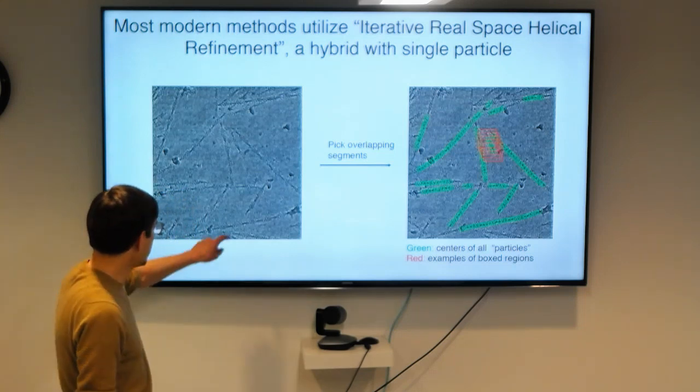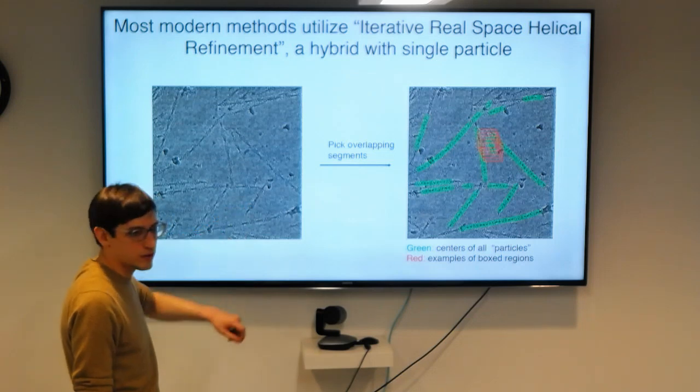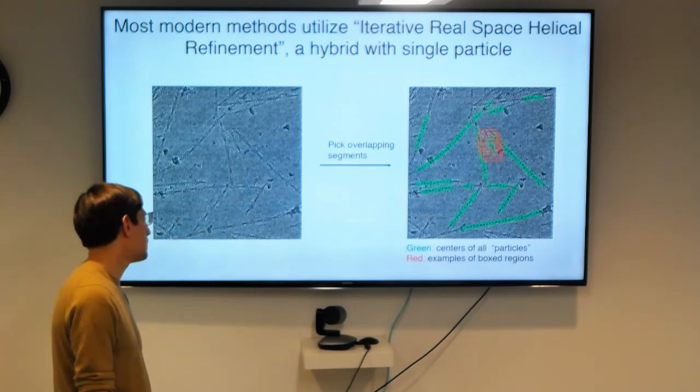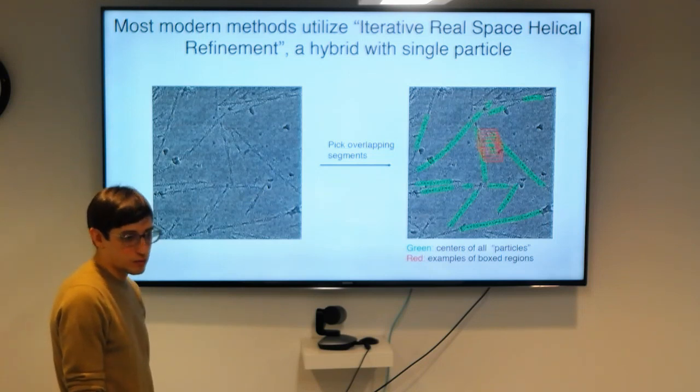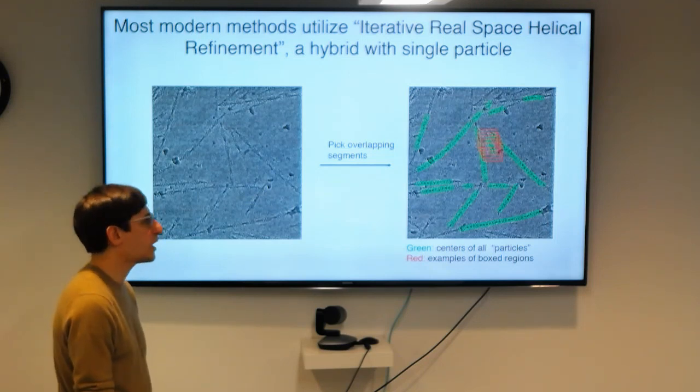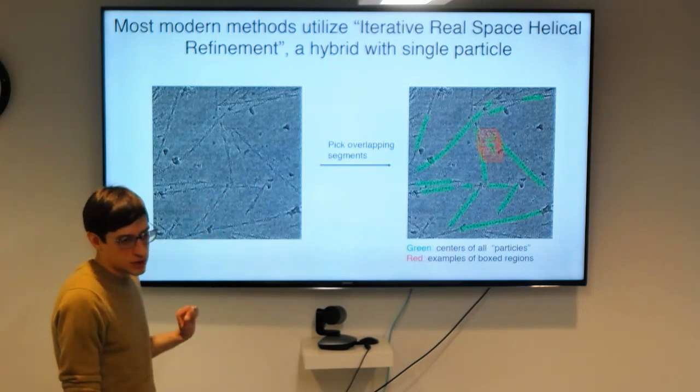Yeah, in the case of actin, you could even see by eye here that it looks like there's kind of three subunits within this length, and you might actually get the rise and twist approximately right. But I would say a lot of samples don't look as clean in projection as actin.